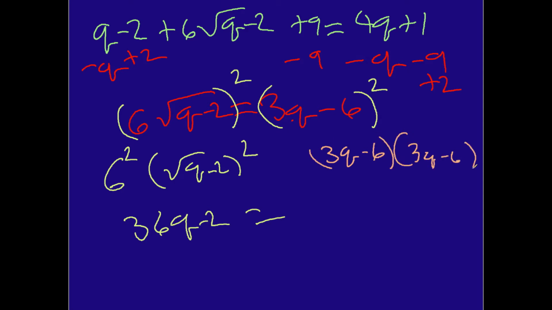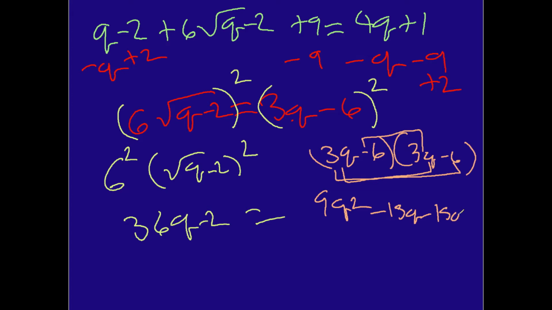3q minus 6. Well, simply, you get 9q squared. And then you get, let's see here, minus 18q. And then again, same thing here, minus 18q. And then lastly, plus 36. So you can see this is really messy.